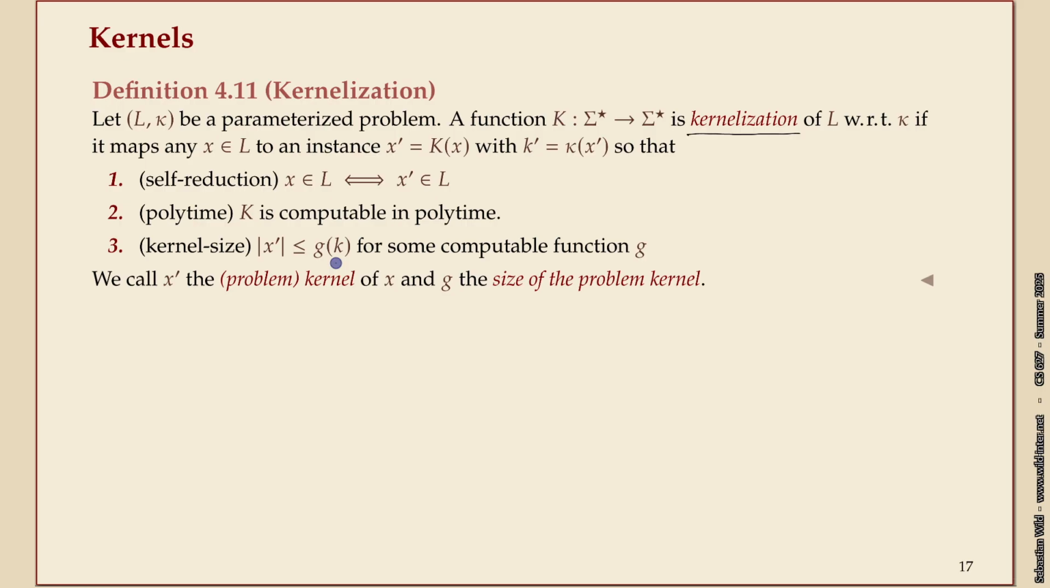We're really producing a kernel, which is the hard part of the problem subject to the parameter k that decides the problem, and we get rid of all the extraneous parts of the problem. Okay, we call this x prime a kernel, and this mapping capital K a kernelization. The function g is often called the size of the kernel. You can already see the game that you want to minimize this size.